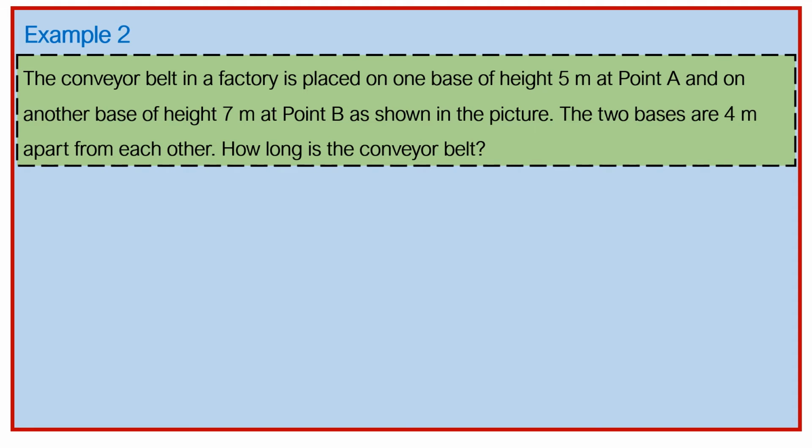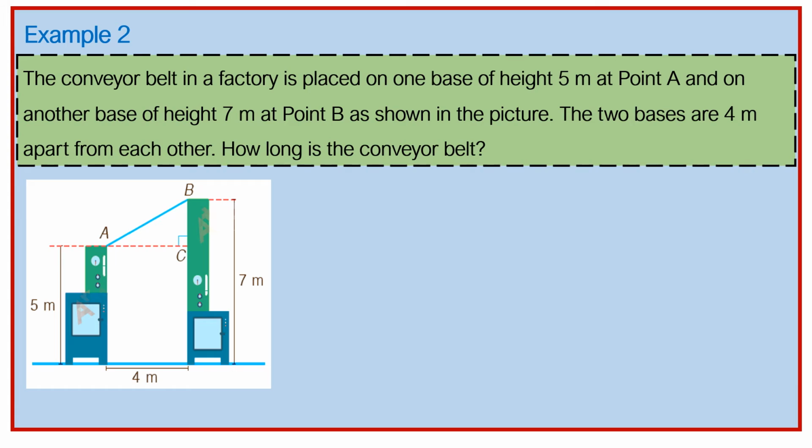Let us move on with example 2. The conveyor belt in a factory is placed on one base of height 5 meters at point A and on another base of height 7 meters at point B, as shown in this picture. So you can see we have two bases. One base is A and another base is B. B is 7 meters from the ground and A is 5 meters from the ground.